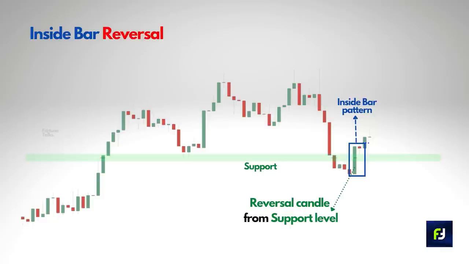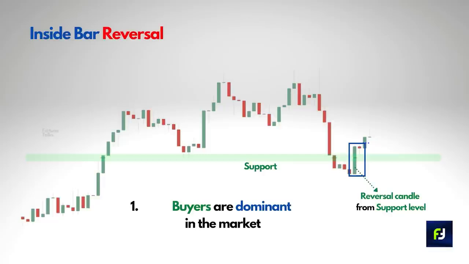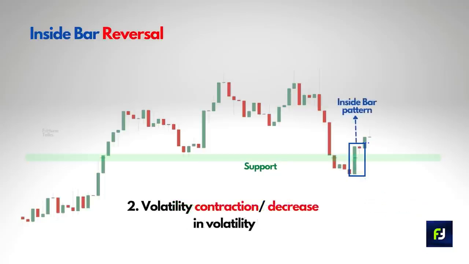Now what is the benefit of this? By doing this, I get to know two very significant things. Number one, that the buyers are in control at this period as they manage to make the first wave of reversal from the support level. Number two is that there is a volatility contraction due to the formation of an inside bar, and if the buying pressure could continue further, then it will manage to break out the reversal candle's high and move higher.